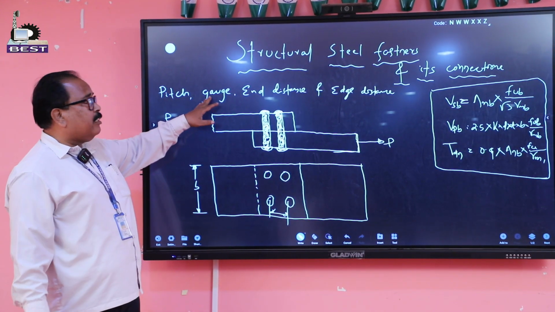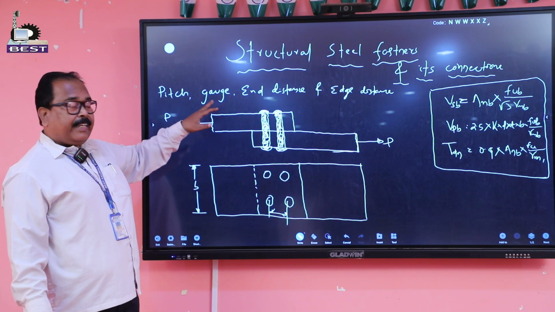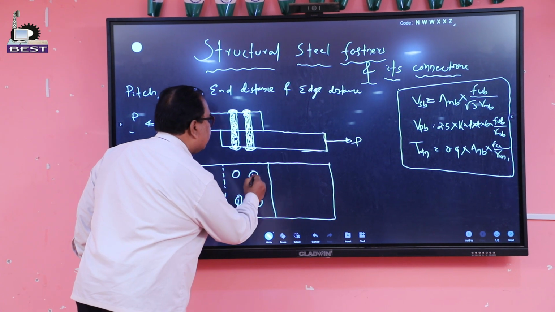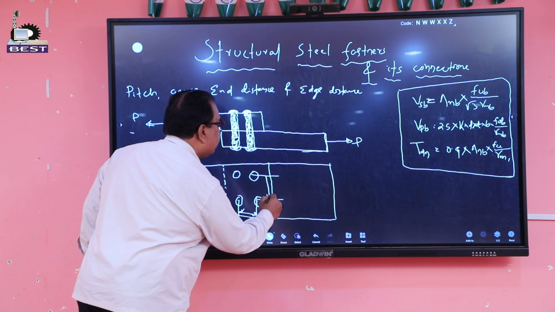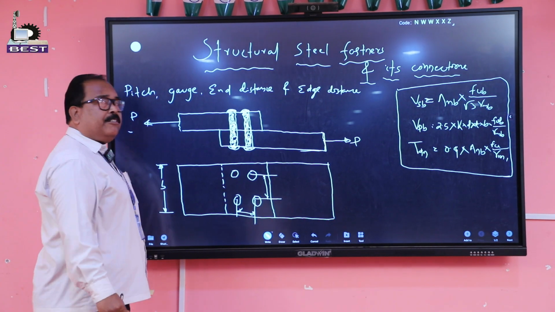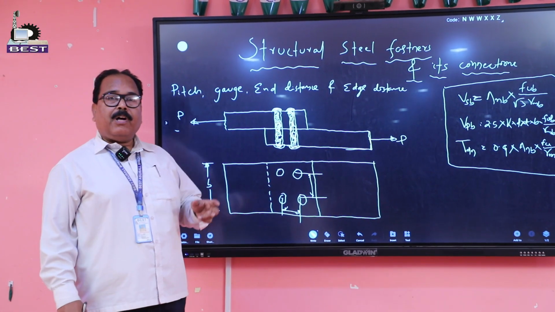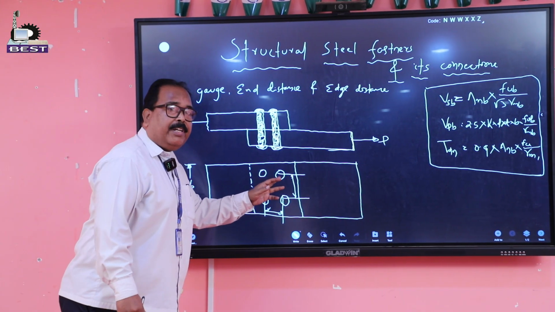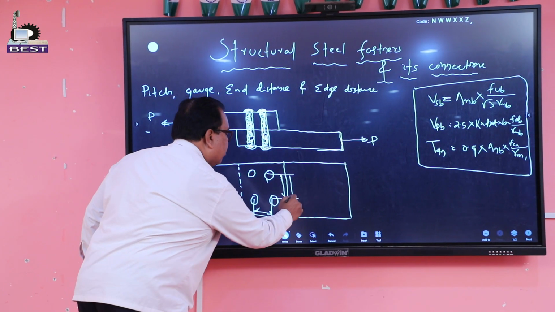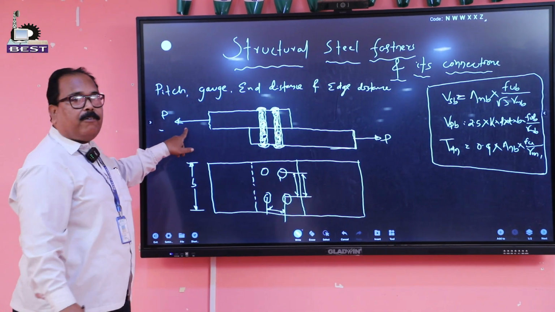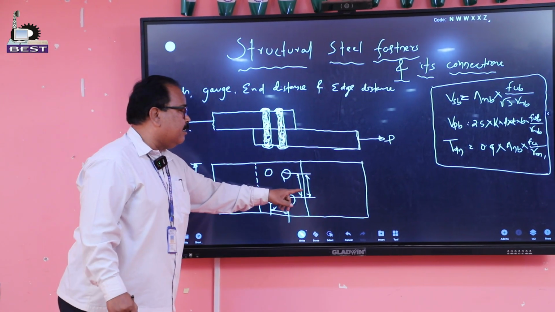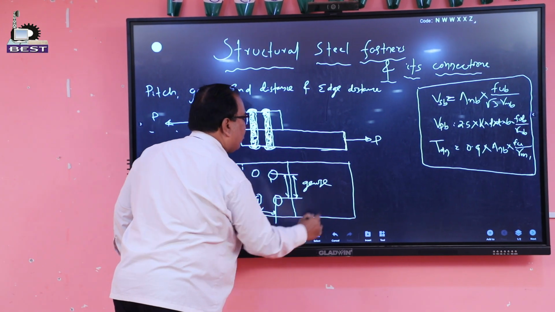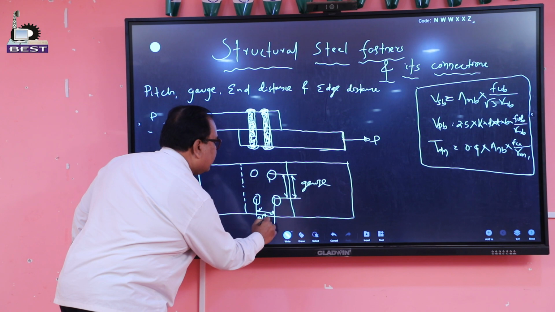Next comes gauge. Gauge is the center to center distance between two adjacent bolt holes in the transverse direction, that is, transverse to the applied force or stress. This distance is known as gauge, and the other distance is known as pitch.